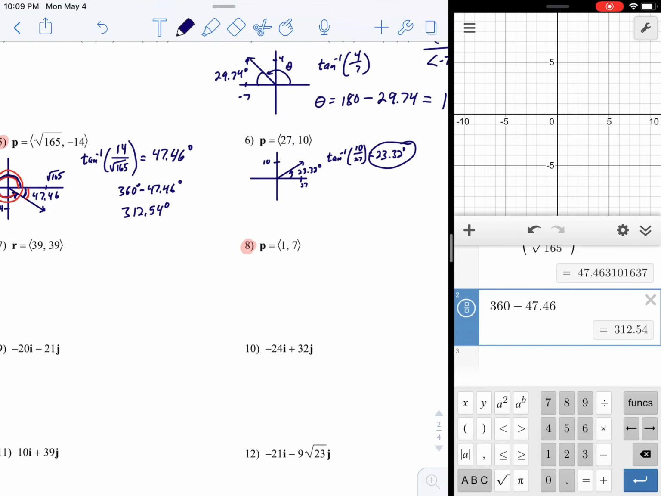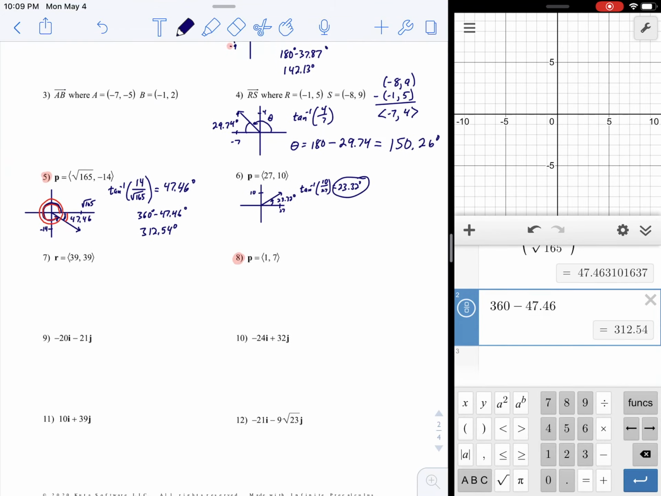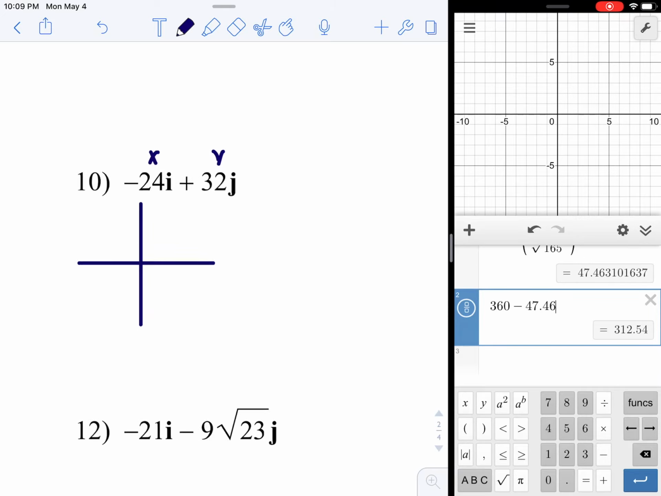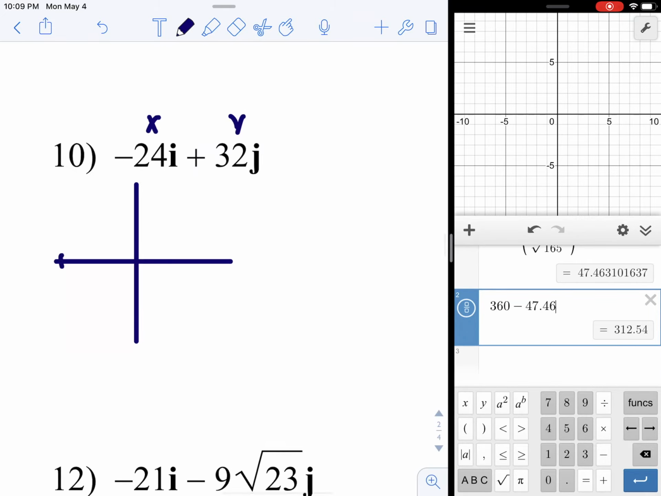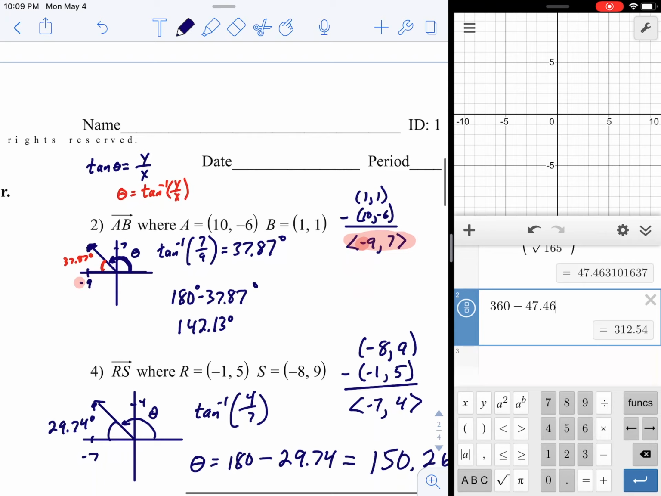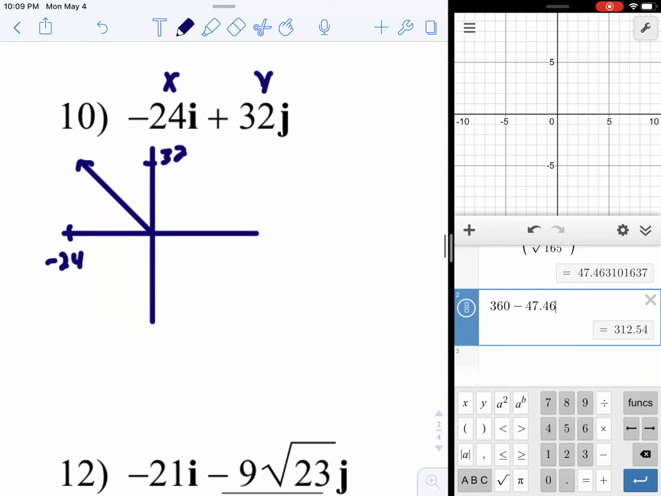All right, let me go back to doing some of the evens. So I'm going to ask you to do number 8 since I did number 5. Let's look at number 10. So if I want to graph negative 24, 32, this is like your x and this is your y when it's in the ij form. So negative 24 is over here, 32 is up here. My vector is in the second quadrant. So number 10 actually works out to be a lot like 2 and 4. Those are both in the second quadrant. Did I say third quadrant a minute ago? If I did, I'm sorry, second quadrant.